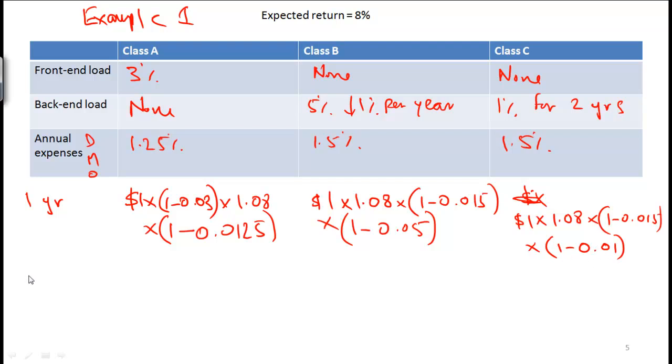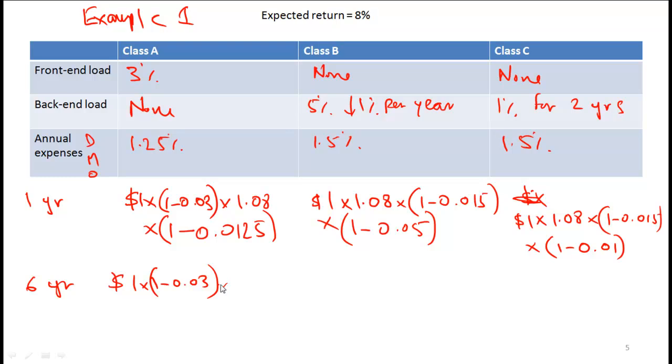Now what if the investment is for a 6 year period? Then for class A shares, we have $1. Notice that the 3% fee still applies, so we will still have that initial charge of 3%, so multiplied by 1 minus 0.03, and now this will grow at 8% for a 6 year period.